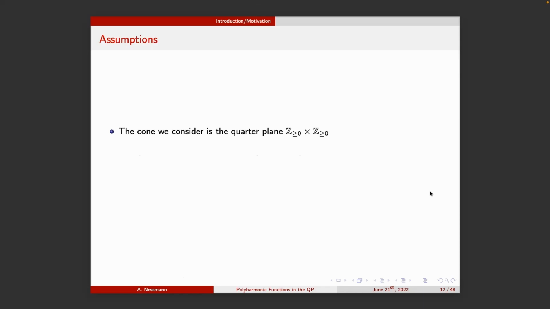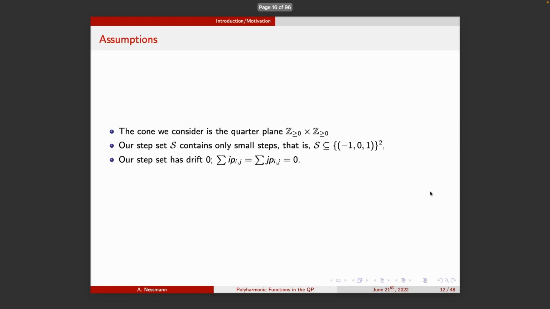We will need a couple of assumptions. As I've already mentioned, the cone we're looking at is always the quarter plane. Our step set contains only small steps. So again, very similar to what Mireille talked about in the morning. There will be a couple more similarities.